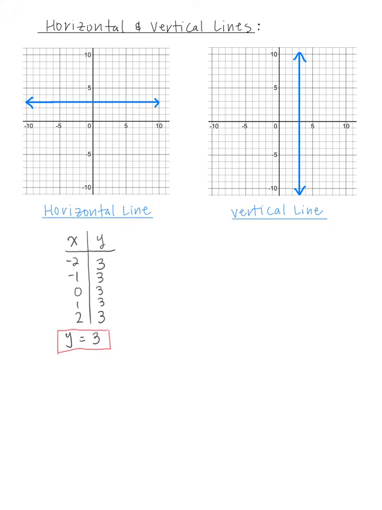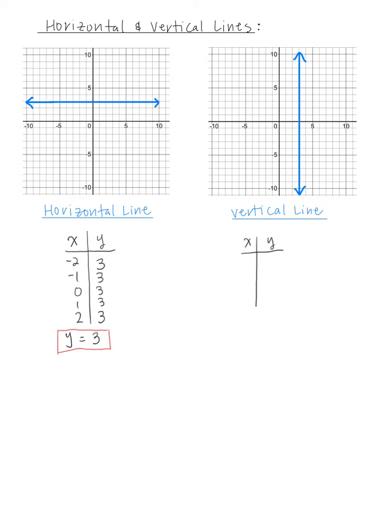Now, let's do a similar thing for the vertical line. Here's our vertical line. Now, let's make a chart. This part is going to be a little bit different, because look, what's the x-intercept? 1, 2, 3. So the x-intercept is 3, right? In this case, no matter what, your x value is fixed. Your x value is just 3.